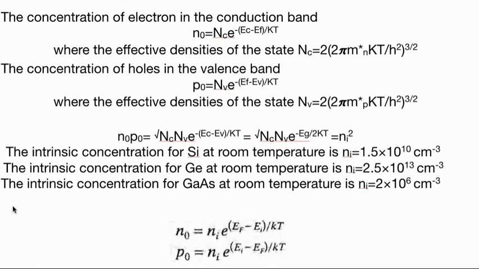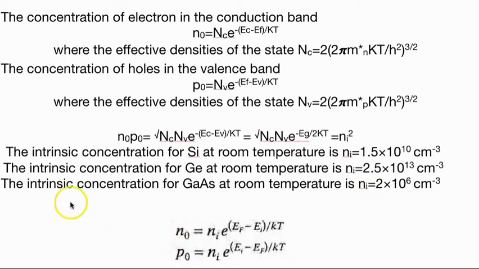N0 into P0 would be equal to e^(-Eg/kT), which is equal to Ni squared, that is, Ni = sqrt(N0 P0) = e^(-Eg/2kT). The intrinsic concentration of silicon at room temperature is 1.5 x 10^10 per cubic centimeter. This value is often not given in the examination, so you can remember this value. The intrinsic concentration of germanium at room temperature is 2.5 x 10^13. The intrinsic concentration for gallium arsenide at room temperature is 2 x 10^6.